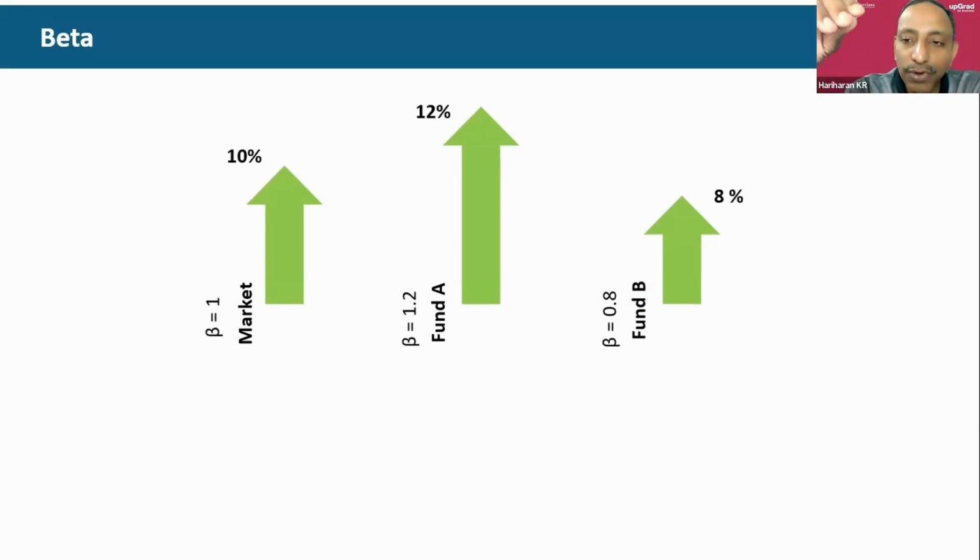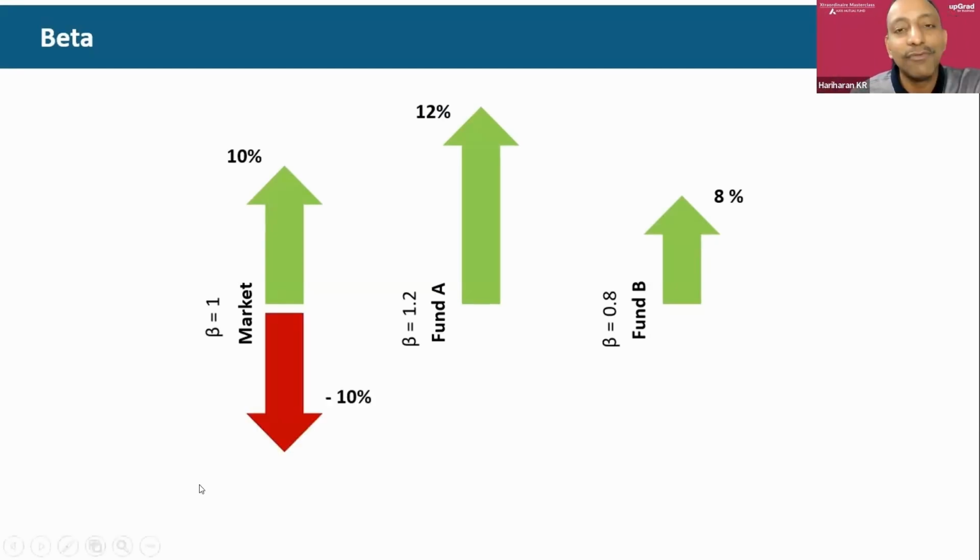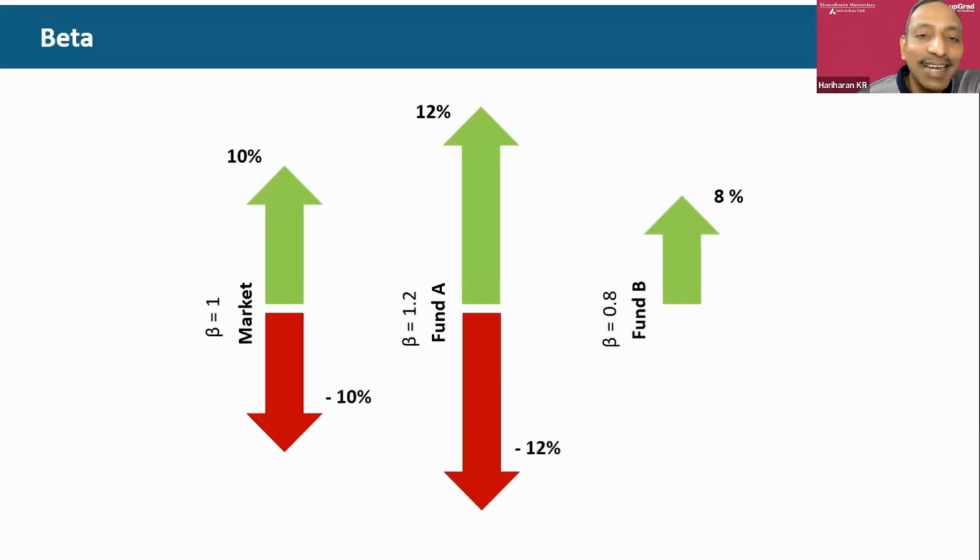Getting the point? So now a quick question to you. Which fund should you select? Fund A or B? We have only looked at a positive market, and therefore we said we want A. Markets can also fall. Markets can correct. So if market falls by 10%, what will happen? Fund A will fall by 12%. Fund B will fall only by 8%.